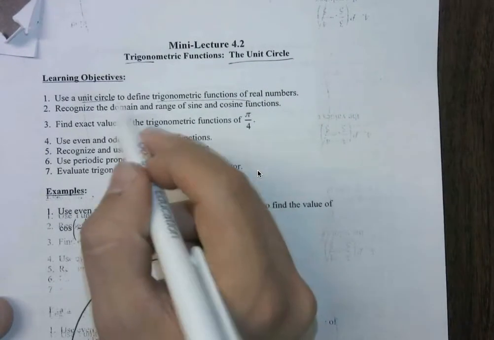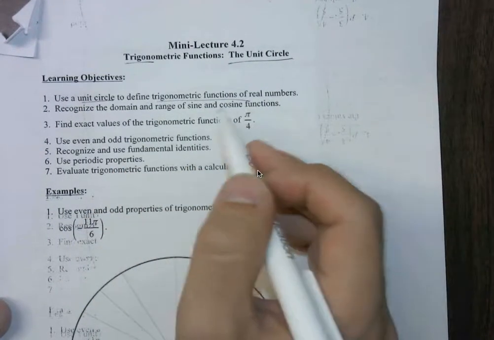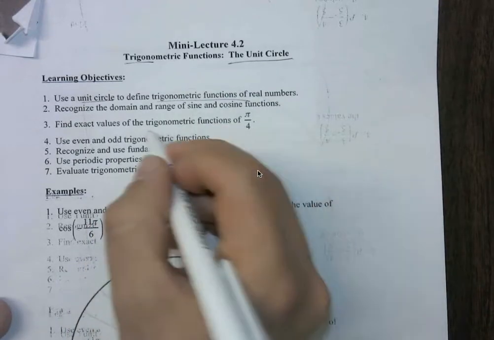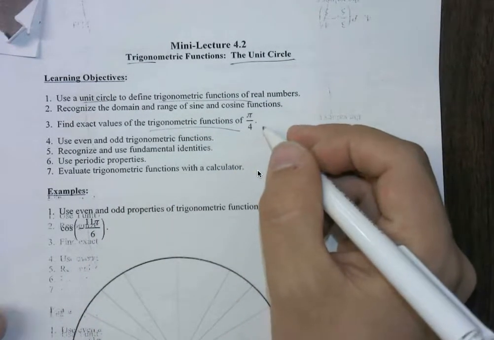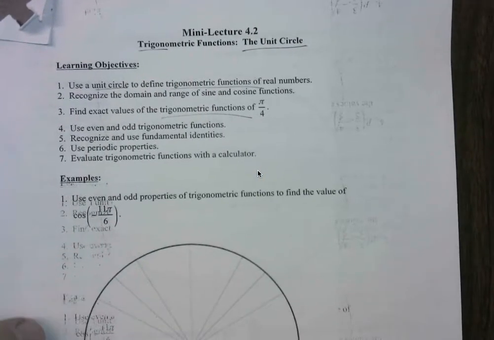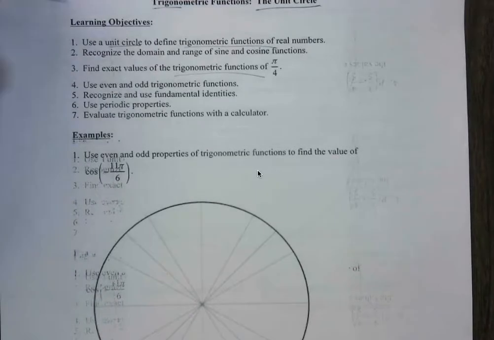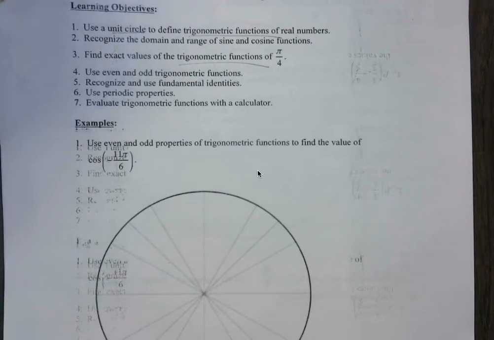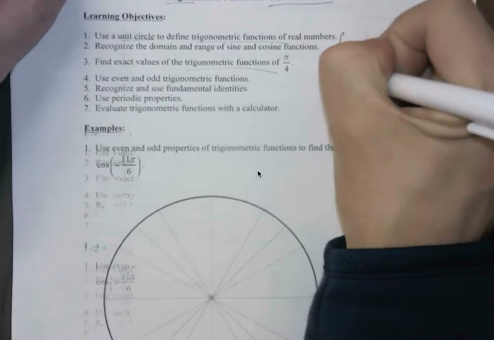I don't think we'll see too much of the domain and range. We'll find exact values for trig functions, not quite of pi over 4. My goal is that we're thinking more in a broad sense of how that will work. And those other ones, I don't know if we'll hit them, but I'm pretty sure we hit these 3.